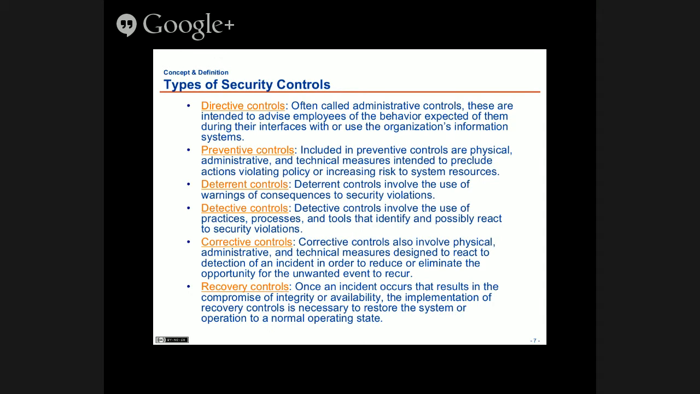Then you have detective controls, and these are items that use practices, processes, and tools to identify and possibly react to security violations. Then you have corrective controls, and these involve physical, administrative, and technical measures designed to react to detection of an incident in order to reduce or eliminate the opportunity of an unwanted event to recur. Then you have recovery controls, and basically this is after an actual incident occurs that results in a compromise of integrity or availability, so the implementation of recovery controls is necessary to restore the system operation to a normal state. So this helps the operation get back to where they were prior to the actual security event happening.